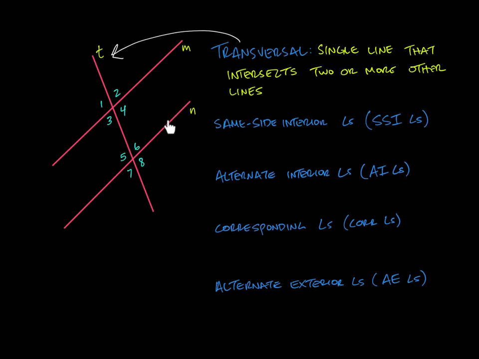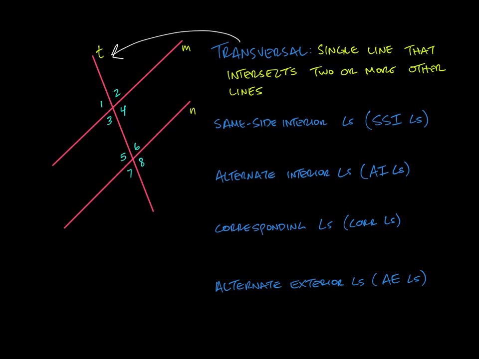So what we're going to first do is look at pairs of these angles. We're going to pick an angle from the first set of four, the intersection between T and M, and pair it with an angle from the other set of four, the intersection between T and N. And certain pairs of those are going to have specific names. We're going to talk about some same-side interior angles, some alternate interior angles, some corresponding angles, and some alternate exterior angles. And let's jump into that.